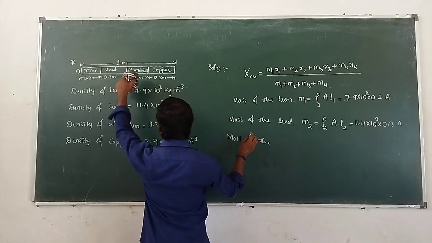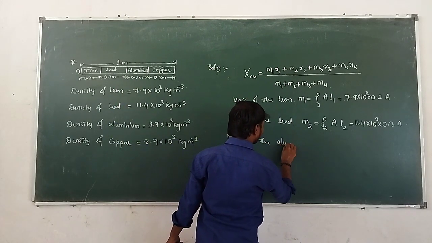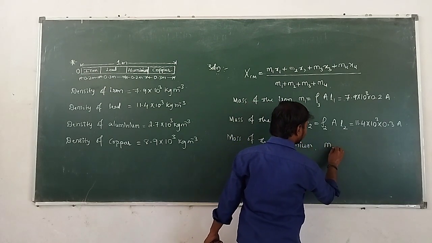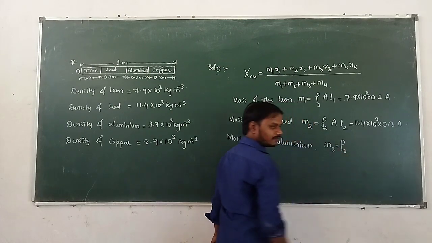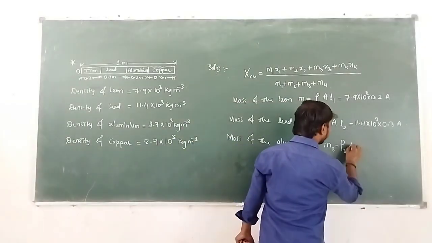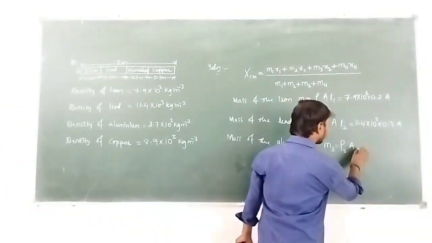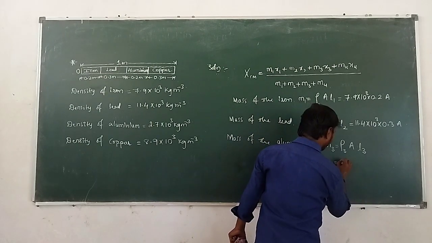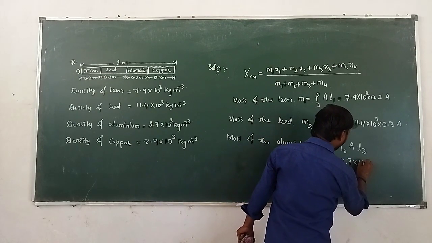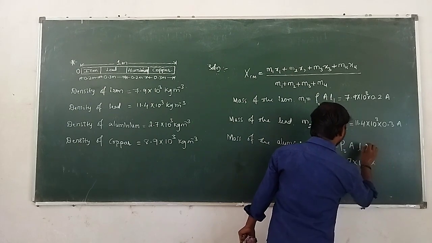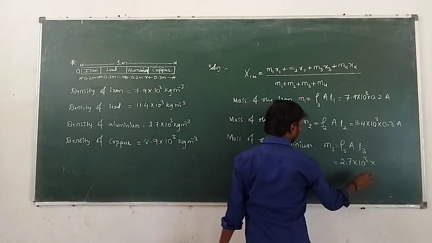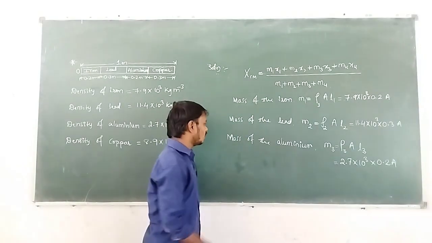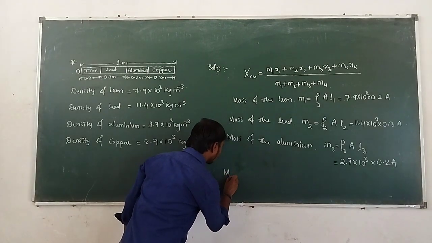Okay. Next, which is the third material? Third material is aluminum. Mass of the aluminum. So that can be written as M3 is equal to density of the aluminum into cross section area of the aluminum into length of the aluminum. So what is the density of the aluminum? That is 2.7 into 10 to the power of 3, and L3, length of the aluminum, how much is given? That is 0.2, and area, that is A.